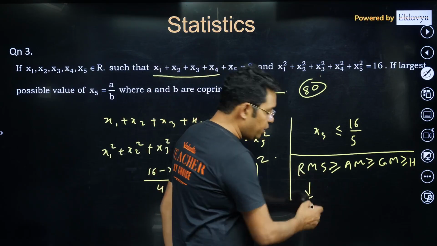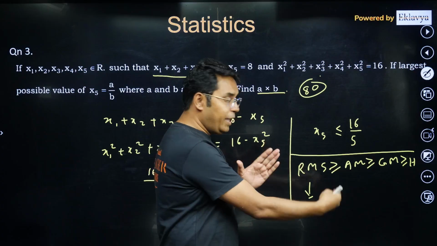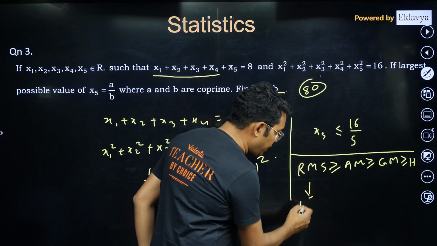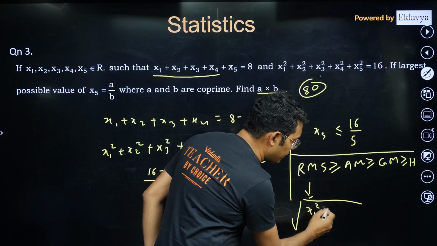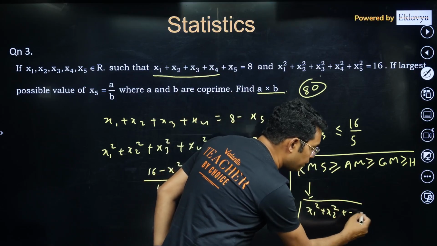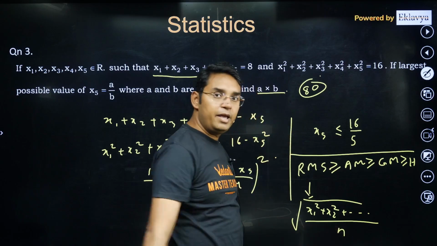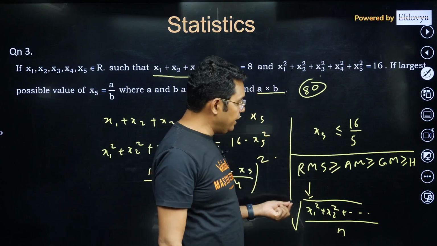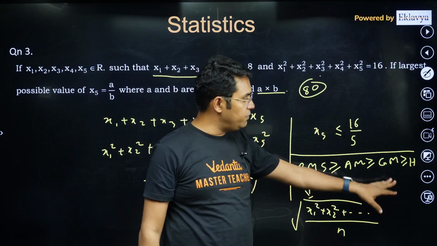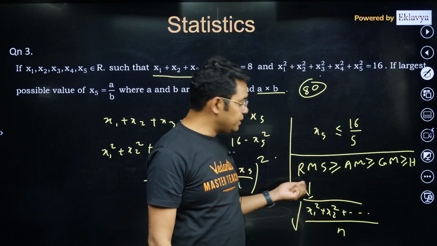Root mean square: you just read it in the opposite order, square, mean, root. So it will be like squaring, so x1 square plus x2 square and so on, then mean, so divided by n, and then take root. So RMS is this thing. AM we all know, GM we all know, HM we all know. So this is the order.